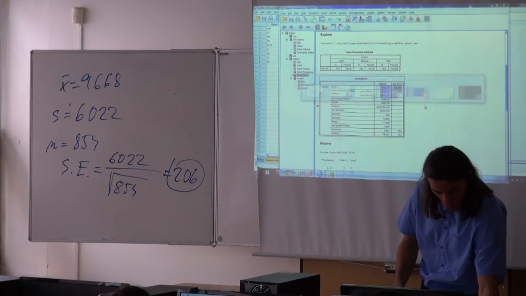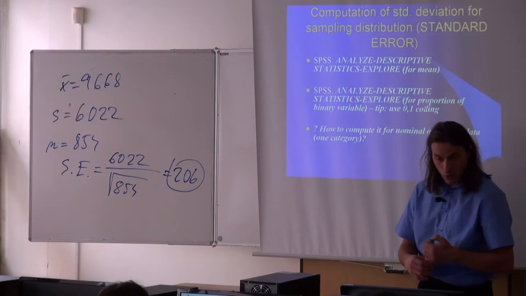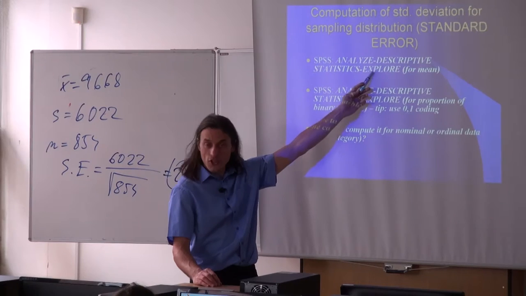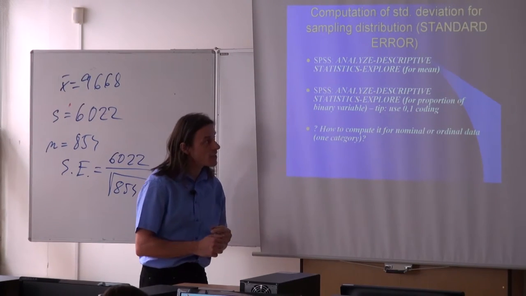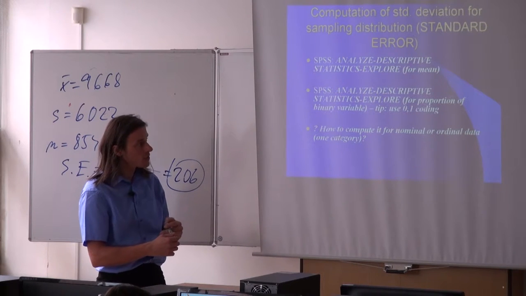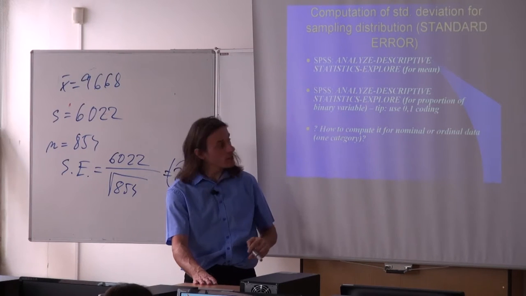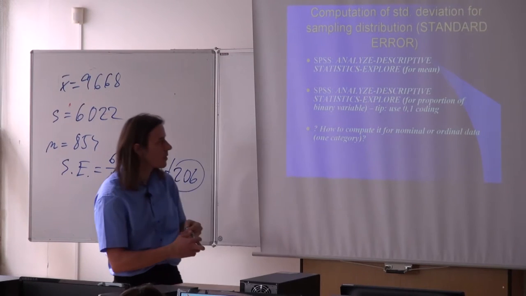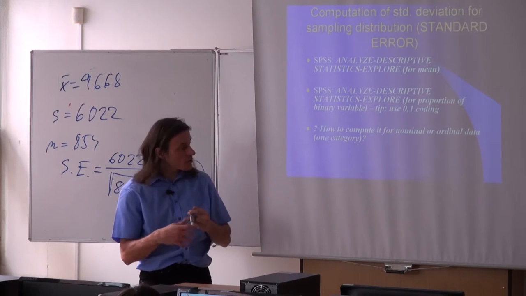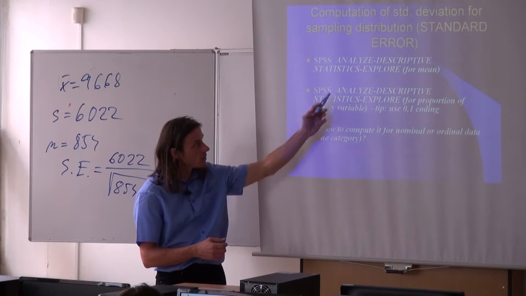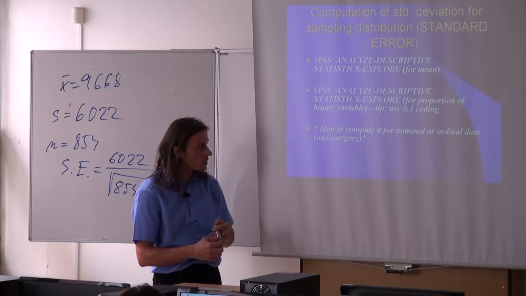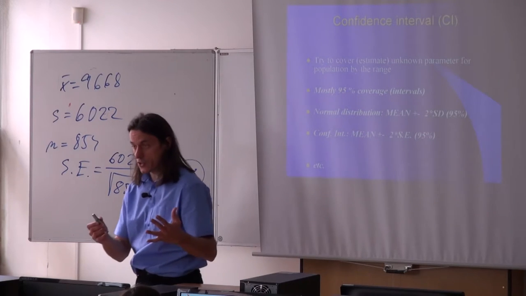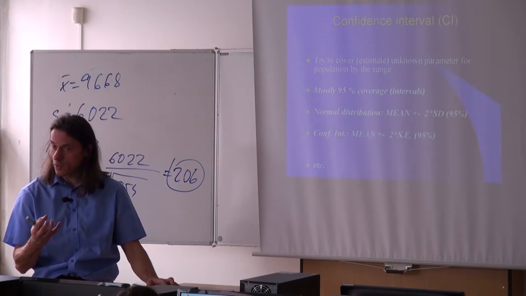Okay, so let's go back to our slides. If you would like to compute standard error or confidence interval, you will use the explore procedure for the mean. You can also use the same procedure, and we will show an example in a few minutes, for the proportion of a binary variable, but then you have to recode your data to follow 0-1 coding. We will discuss the reason. We will also discuss later how to compute the same confidence interval for nominal or ordinal data with more than two categories. Once again, if there are any questions, feel free to ask me, as this is a crucial concept for later discussion.